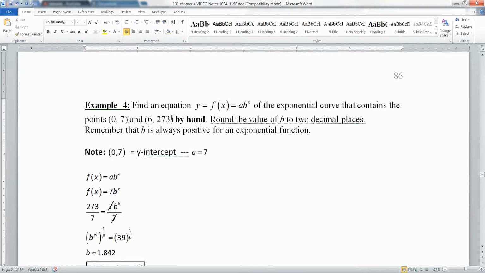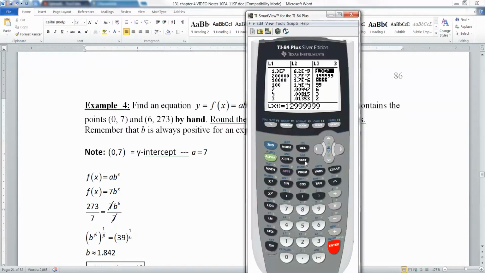Okay, so let me go to stat edit for a second. If I go to stat, I go to edit. I got some old junk in here that I don't want, so let me clear this out. Clear.